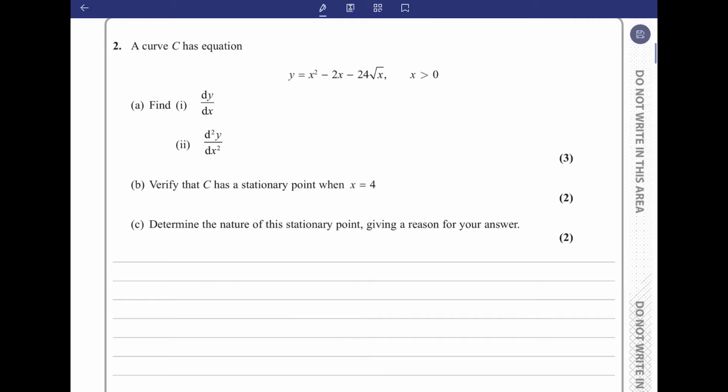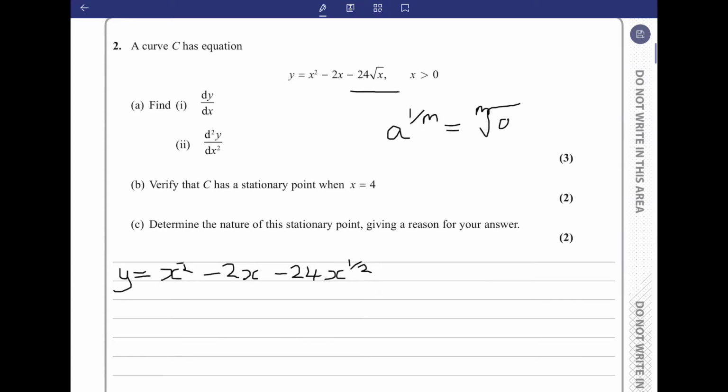When we have an expression involving square roots like this, I always like to rewrite the equation as follows. We just change the square root using indice notation. So y equals x squared minus 2x minus 24, and then the square root of x is x to the half, because we have this basic property of indices that a to the 1 over m equals the mth root of a. So that's where that comes from.